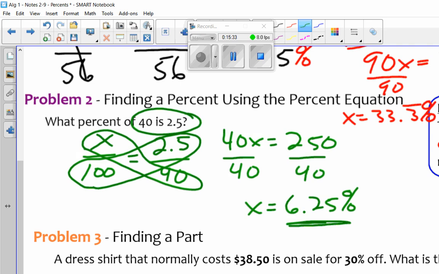Some people might ask you to round it to the nearest percentage. I might round it to the nearest 1/10 of a percent, or if they say just a whole percent, I would round it to 6%. So sometimes we ask you to write your answer in a particular format in terms of rounding a number, okay?